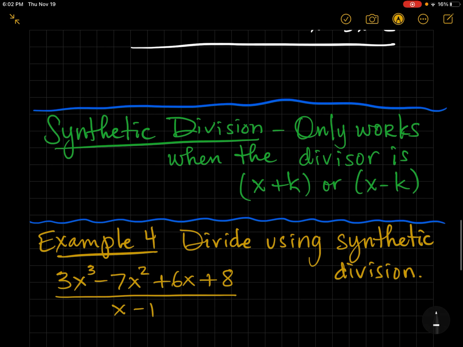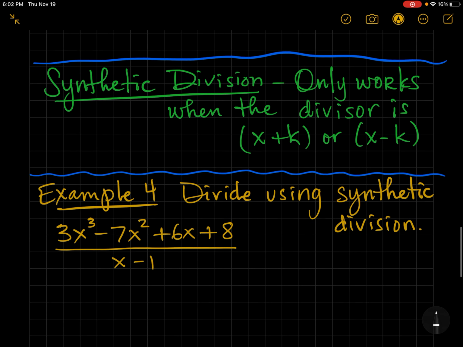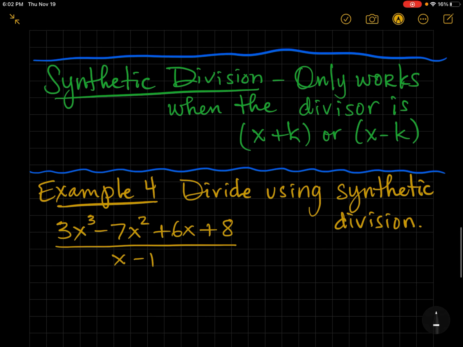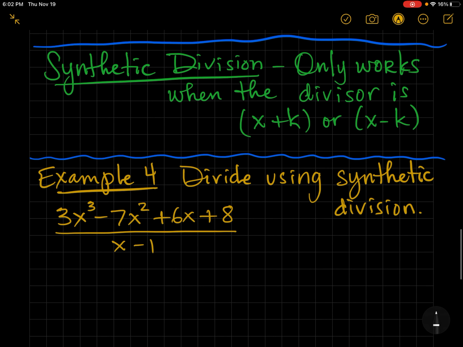Now I'd like to teach you a shorter way to do this, and it's called synthetic division. When you think of the word synthetic, most people tend to say, oh, that's something that's fake. But I want you to think of it more as something that's manufactured or a process that's created. Synthetic division can be so fast that if you blink, you'll miss it. So I want you to focus a lot right now.